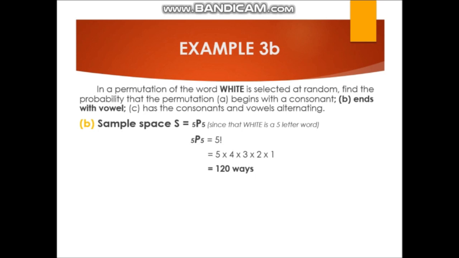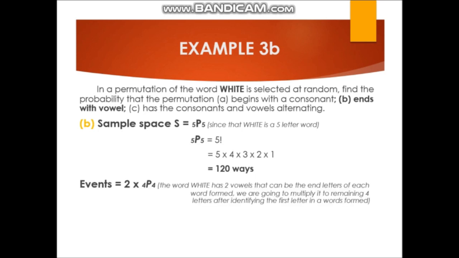Pero, in this letter B, kailangan natin kunin yung number of event or yung number of arrangement na nag-e-end sa vowel. It's either I or letter E. In this problem, dalawa yung ating vowels. That is I and E, kaya ang ating solution is 2 times 4P4.